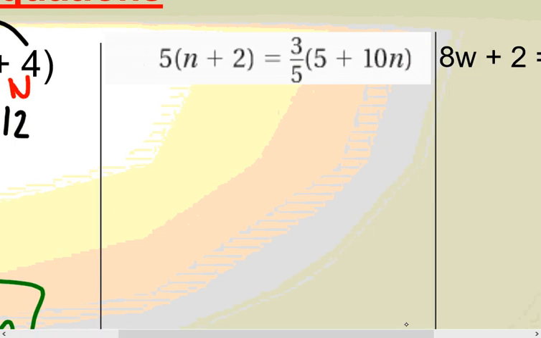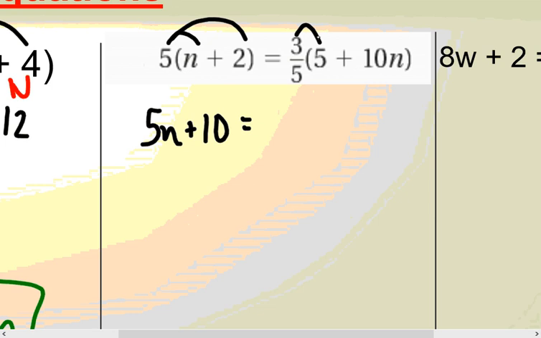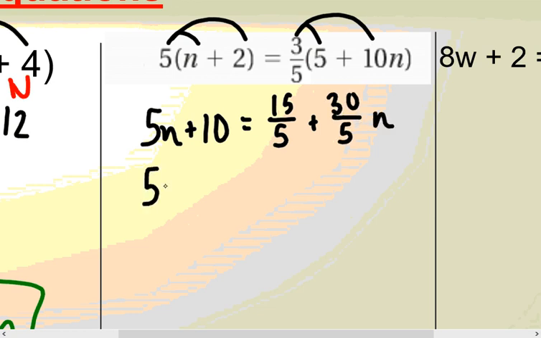Situation number 2. Need to simplify first, which like I said is the distribution step. So distribute 5n plus 10 equals, now we need to distribute with the 3/5. I can distribute because fifths will cancel with 5 and 10. 3/5 times 5. If I have 3/5 and I multiply by 5, that's going to be 15/5. Plus, I still need to distribute to the 10. If I have 3/5 and I multiply by 10, well, 3 times 10 is 30, so that's going to be 30/5 n. Then I just clean up those fractions by dividing it, and I get 3 plus 6n.